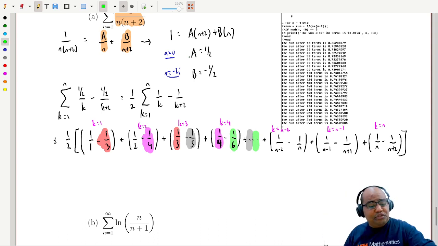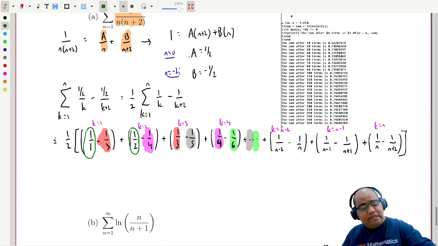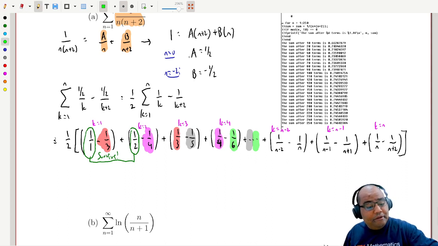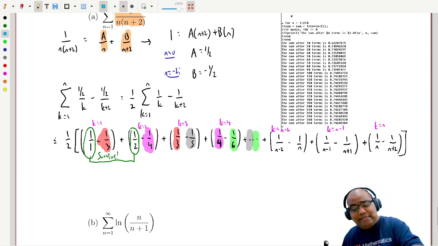Everything except for these two that I'll circle in this dark green here, this 1 over 1 and 1/2, these survive. These two terms survive. But everything else, take a look if we keep going down the line. This 1 over n will cancel this minus 1 over n.